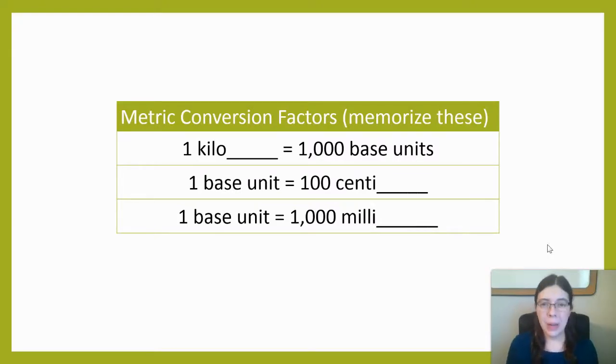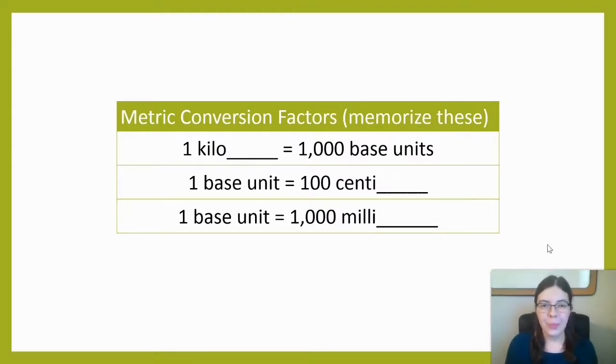So here I have some metric conversions that I do want you to go ahead and memorize. So the first one is kilo to whatever the base unit is. And the base unit can be grams, it can be liters, it can be meters, any of that type of stuff. So 1 kilo is equal to 1,000 of the base units. So if I have 1 kilometer, that is equal to 1,000 meters.